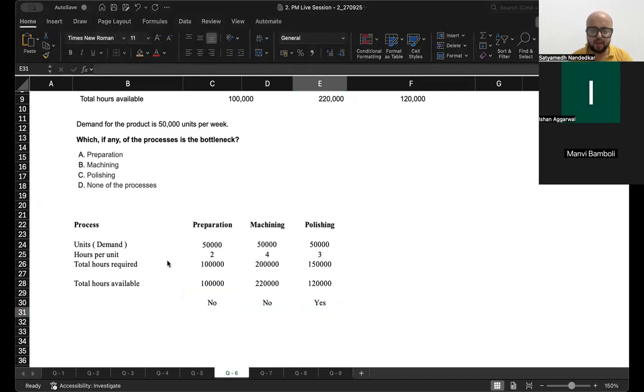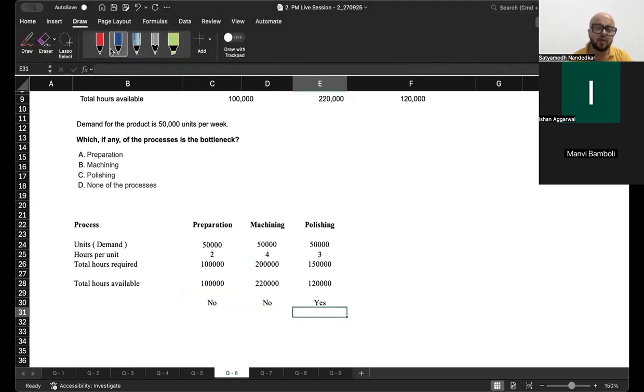Excuse me, this is my bottleneck resource. Polishing process. Why? Because I need how much? I need 150, but I have only 120. So this becomes my bottleneck, option C. For any resource to be a bottleneck resource, the hours available have to be less and the hours required or resource requirement has to be more. Only then it will become a bottleneck resource. Okay?